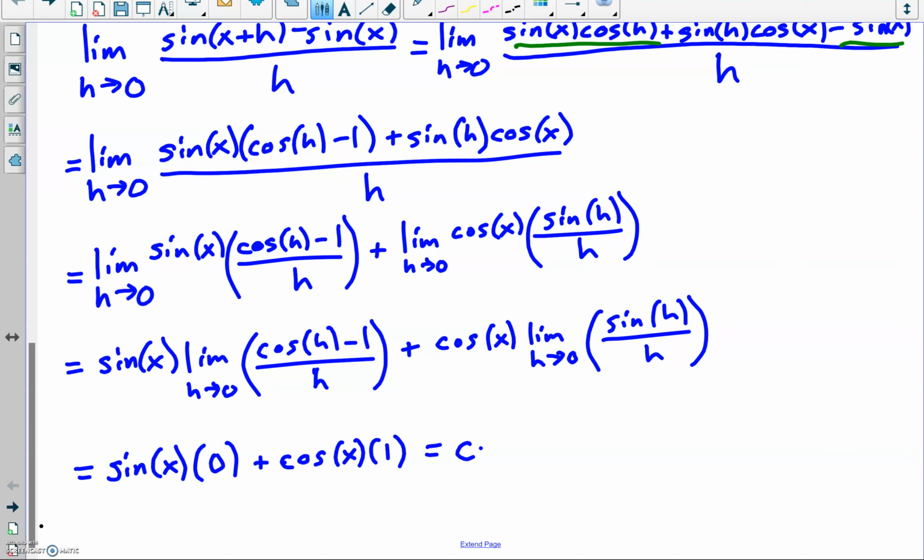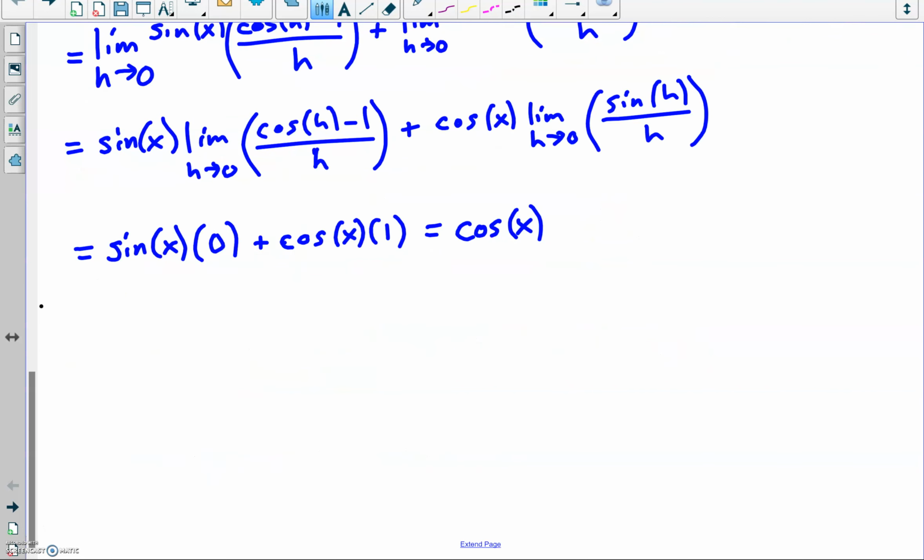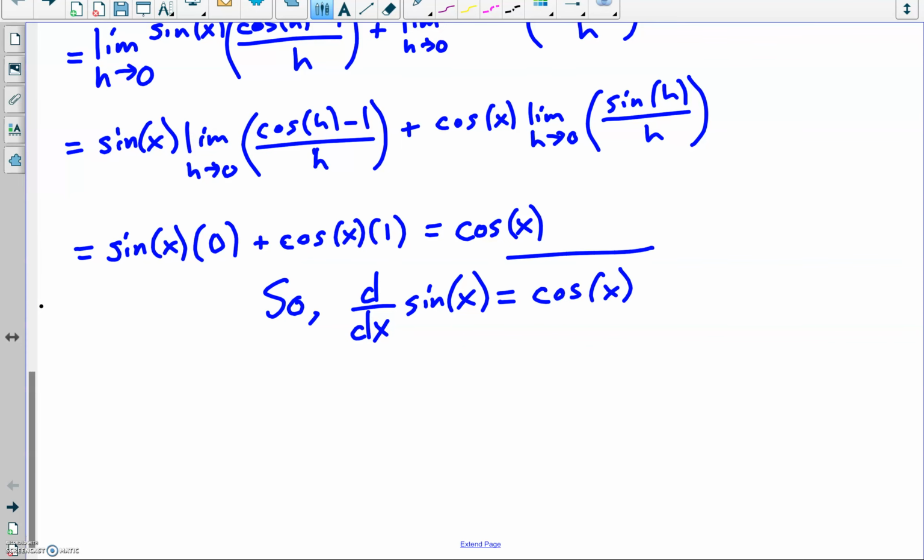Cosine of x times 1 is cosine of x. And wow, yeah, so through all that process, we can see here that the derivative of the sine of x is actually equal to the cosine of x. Crazy, but true, and something you should know.